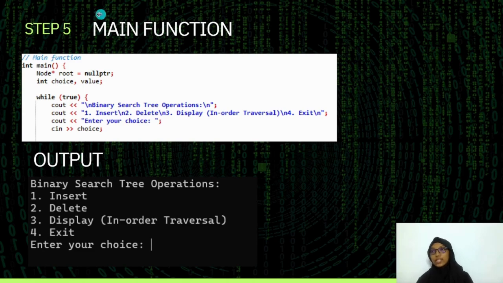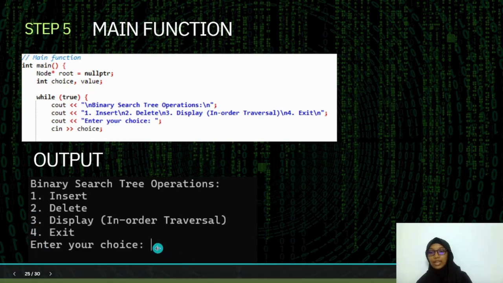For the next part, step 5, the main function, where we have the user enter the choice that they want to use. These are the outputs here. I put it as binary search tree operations: the first is insert, the second is delete, the third is display in order traversal, and the fourth is exit, to exit from all of these choices. So these are the outputs here, the first, second, third, and fourth. And here we can enter our choice.